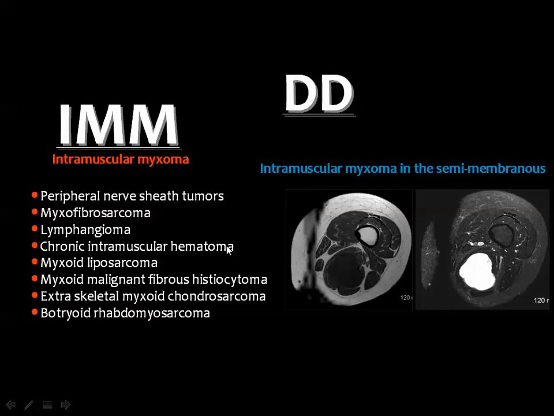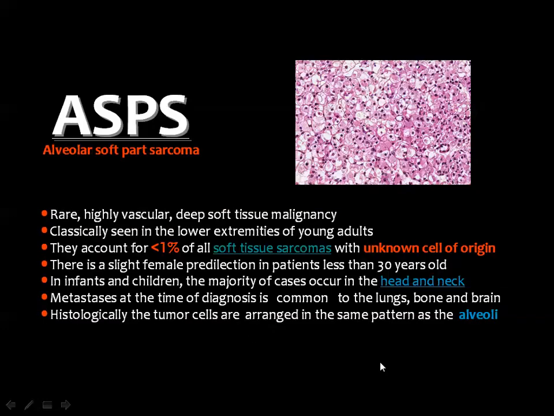Of course, the chronic hematoma will be of black signal in most pulse sequences, myxoid liposarcoma, myxoid fibrous histiocytoma, extraskeletal chondrosarcoma, and botryoid rhabdomyosarcoma. Then we came to the last one in this group, which is the alveolar soft part sarcoma, and this is a rare, highly vascular lesion. The incidence is less than 1% of the soft tissue sarcomas, and the cell of origin is unknown.